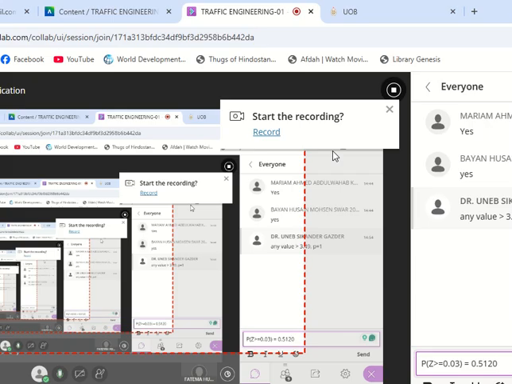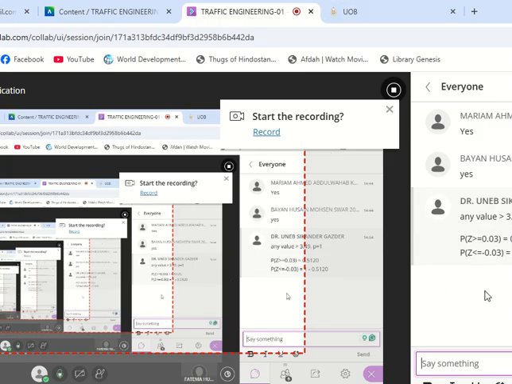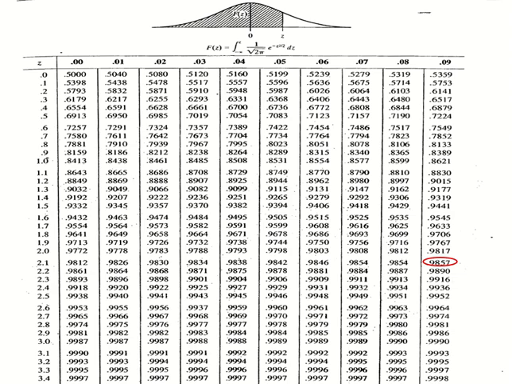Now if I want the probability of negative 0.03, I'll do 1 minus 0.5120. So when you want to convert the probability from positive to negative, you will do 1 minus the probability. Don't do 1 minus 0.03. I did 1 minus the probability 0.5120, not 1 minus 0.03. 0.03 is the z value. So we are subtracting the probability from 1, not the z value from 1.